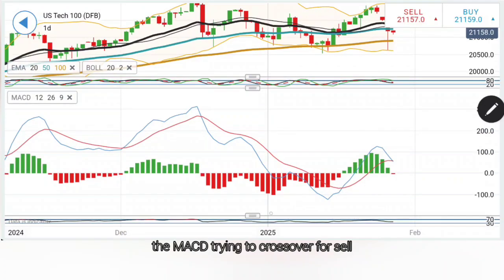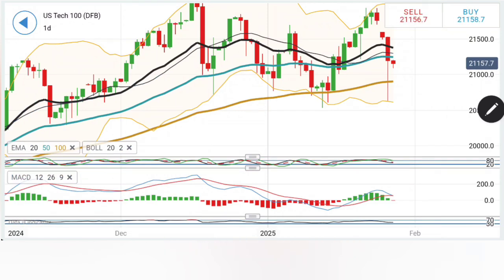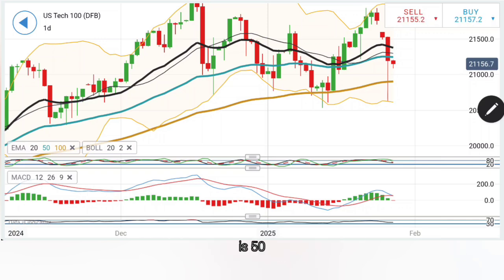Stochastic has dropped. The MACD is trying to cross over for sell. RSI has dropped. So looking at this, very simple. A buying entry is at 21,200 levels. 21,200, 220 is the prime resistance zone on the upside. If it breaks this, the chances will be very high that 21,280, 21,343, 50, and then 21,400 will be seen.